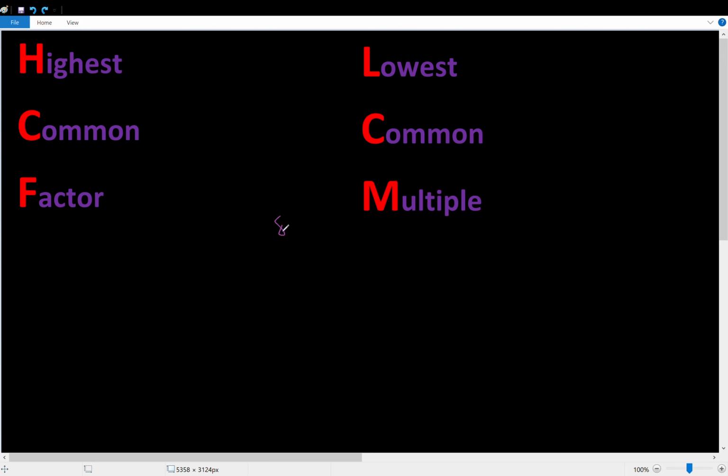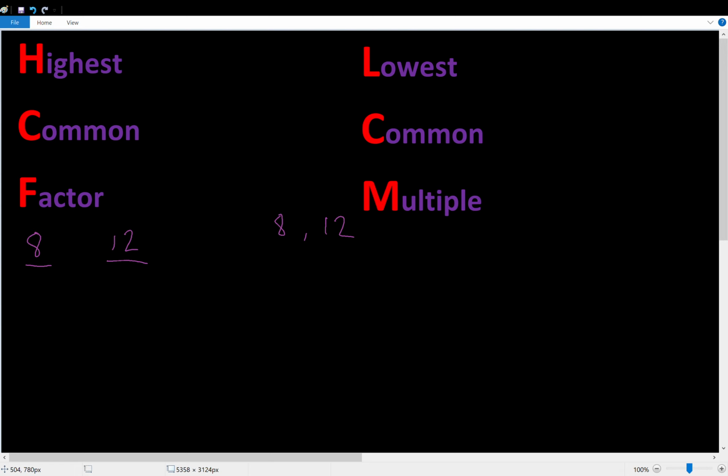So we'll take the pair of numbers 8 and 12. And we'll get the highest common factor first. Now, some people might be able to look at these and know off the top of their head what the factors are, but for the sake of working it out, we're going to list the factors of these numbers.